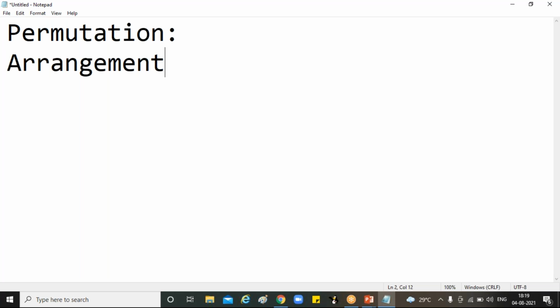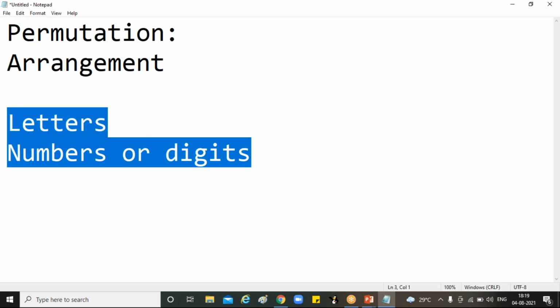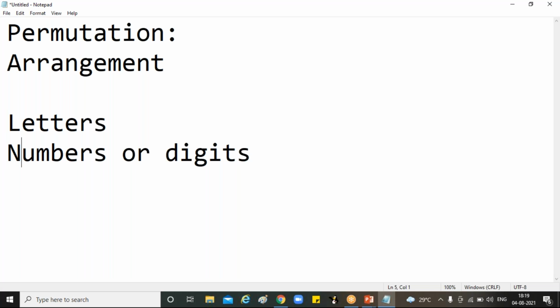In what way we have to arrange? We can arrange the letters, we can arrange the numbers or digits. We cannot arrange the people, we cannot arrange the balls. So whenever they give problems related to letters and problems related to numbers, then only we have to go for the concept of permutation.